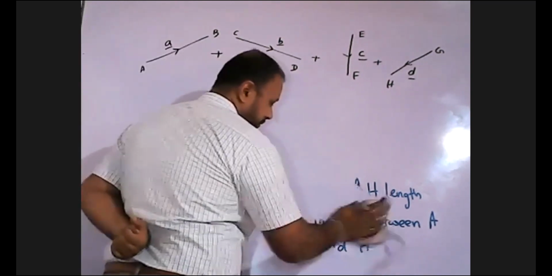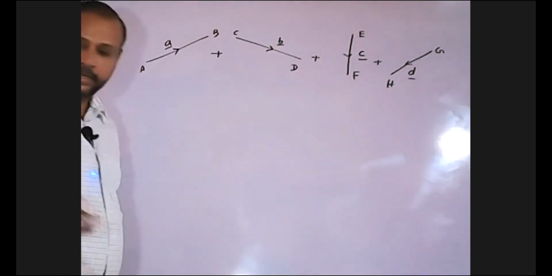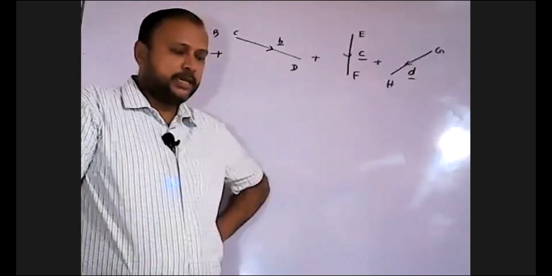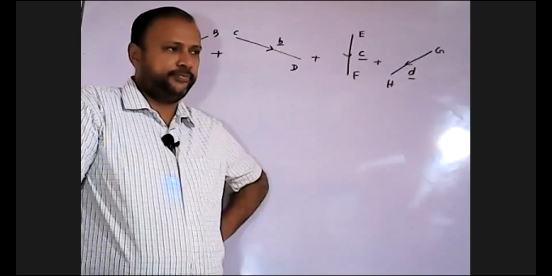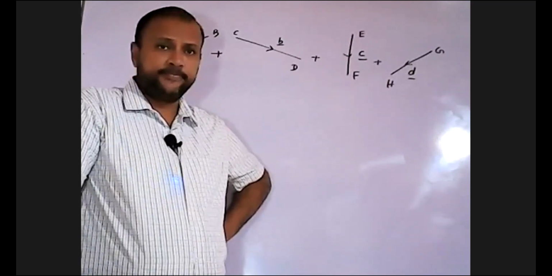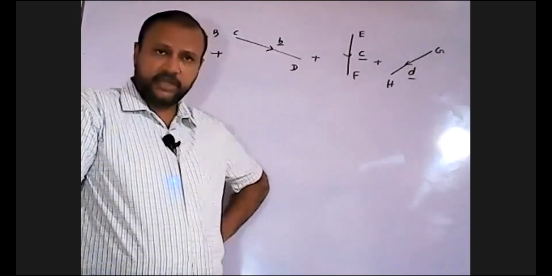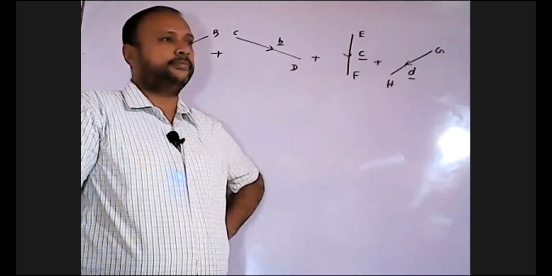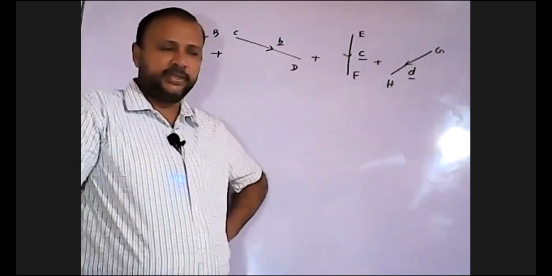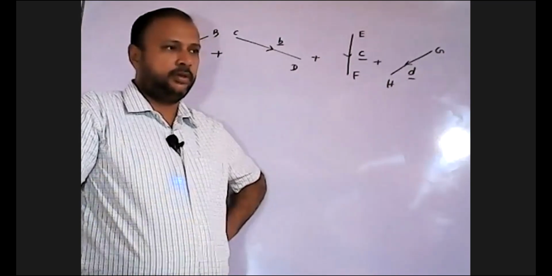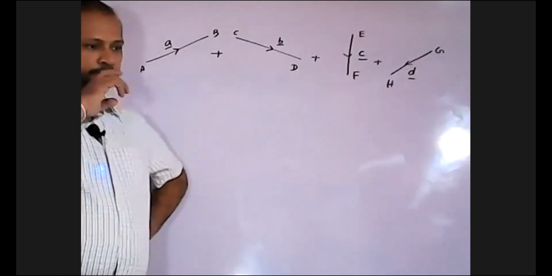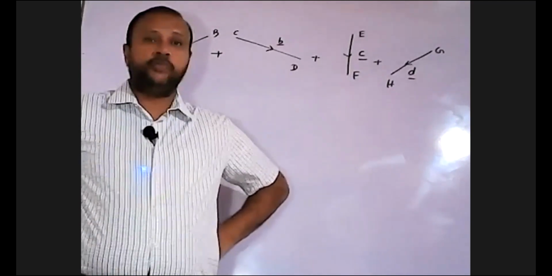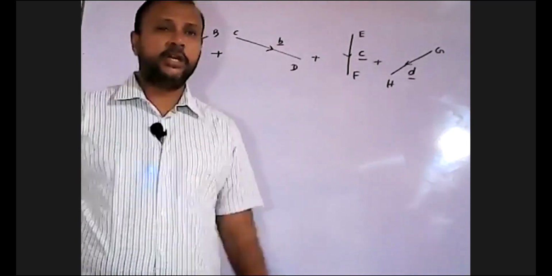Okay. Right under that. That means if the resultant vector is zero, the gap between A and H should be zero. The gap between A and H should be zero.